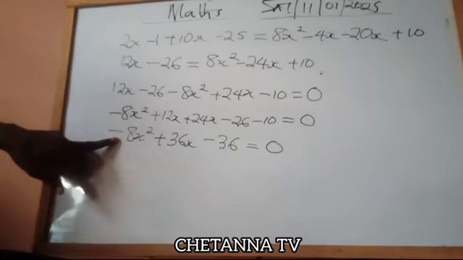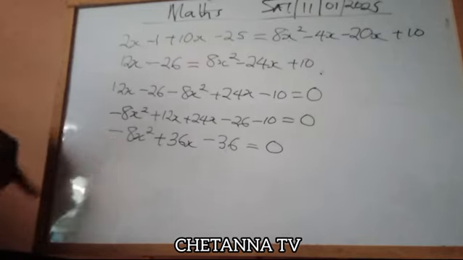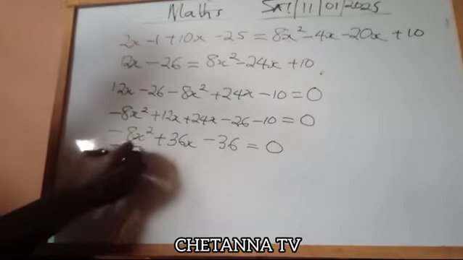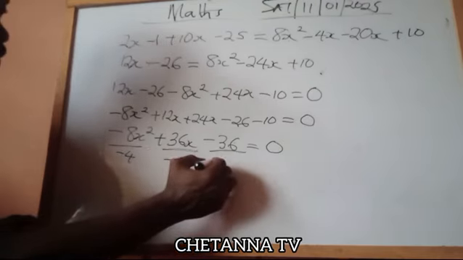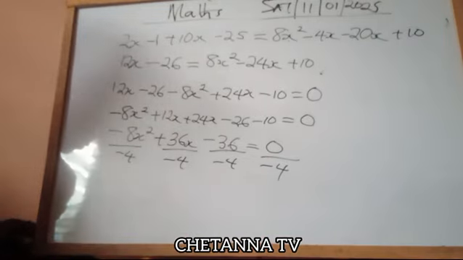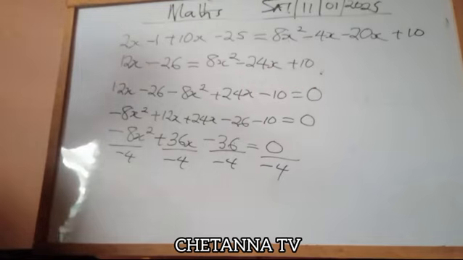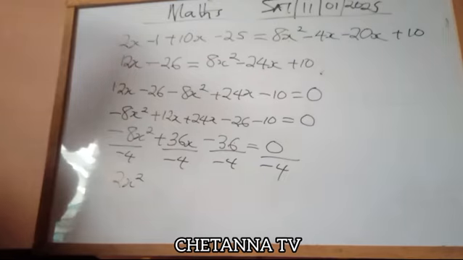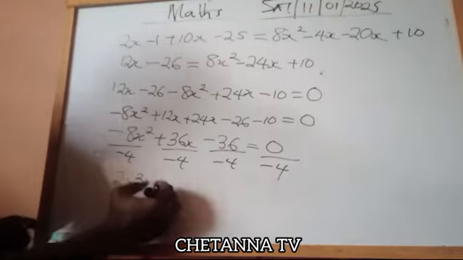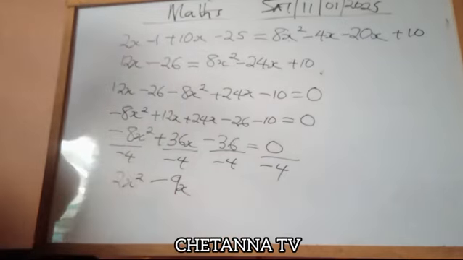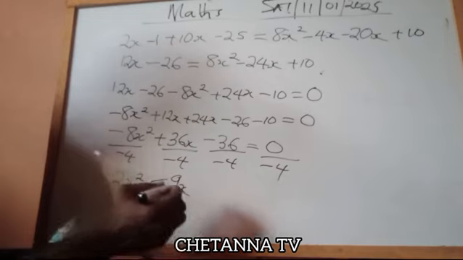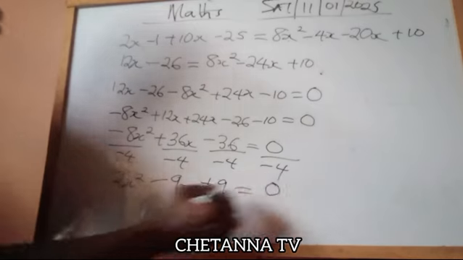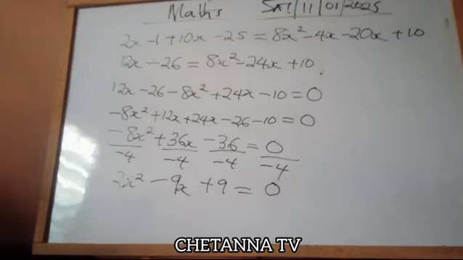So we use minus 4 because I want this leading term to be positive. If you divide through by minus 4, minus 8x squared divided by minus 4 is 2x squared. 36x divided by minus 4 is minus 9x. Minus 36 divided by minus 4 is plus 9. Of course, this side is 0. So we have 2x squared minus 9x plus 9 equal to 0.